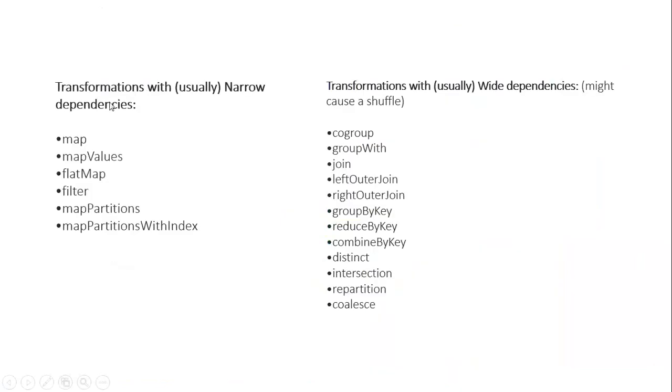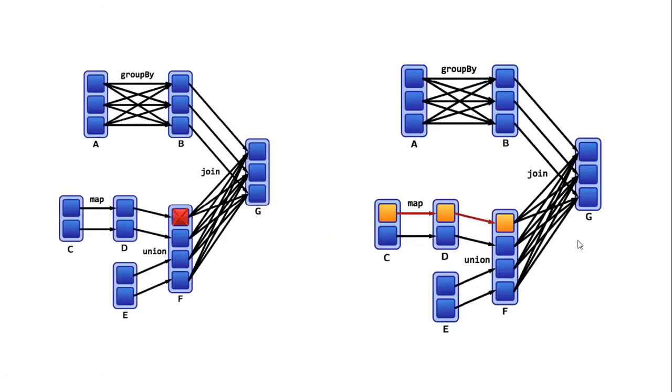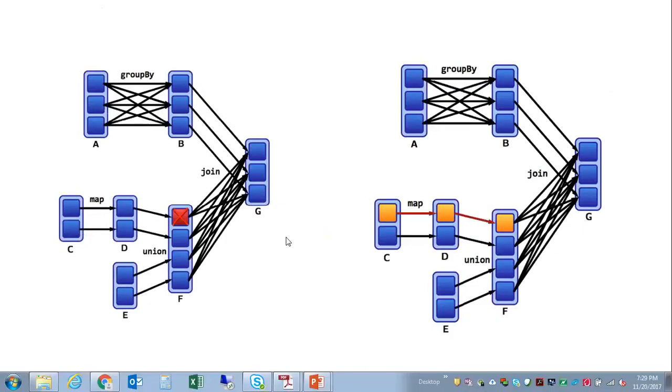So here is the more or less complete list of all the transformations with narrow dependencies, and these are the transformations with the wide dependencies. And you should always be aware of which one you are applying, because too many of these are going to slow down all your computations. Okay, so yeah, we need to be aware of what type of dependency a particular transformation is going to have. Now, let's go to the resilience part.